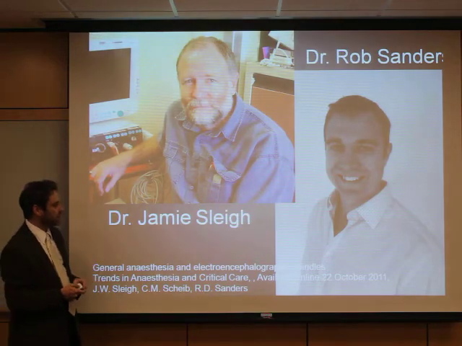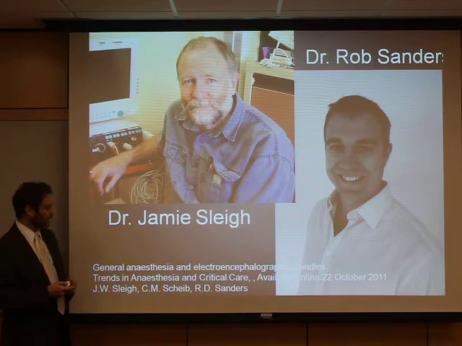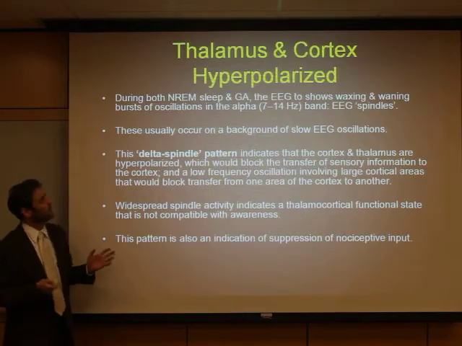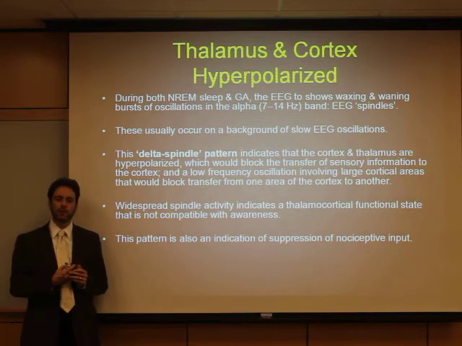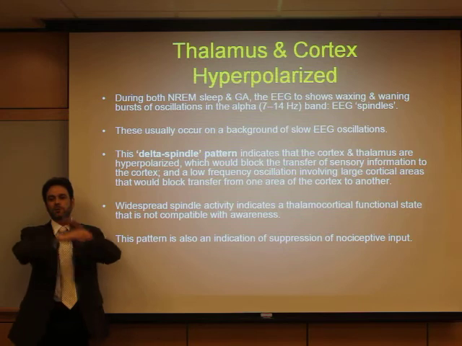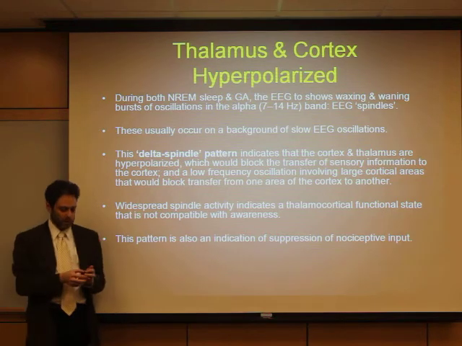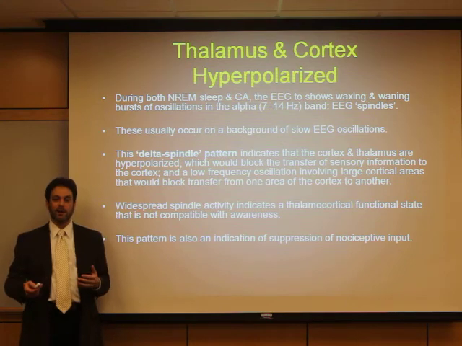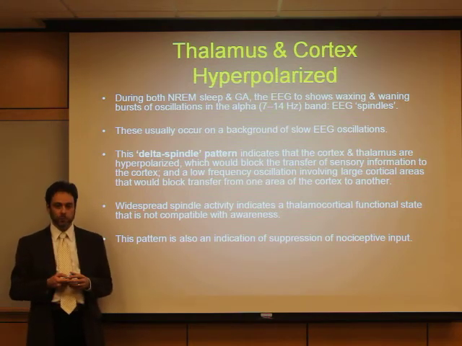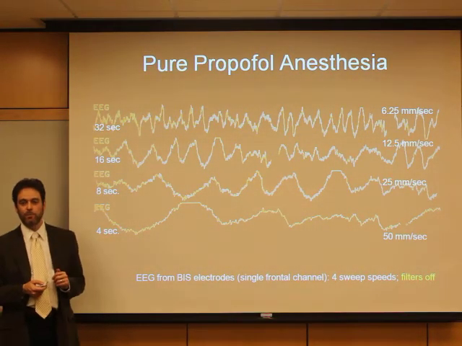Rob Sanders and Jamie Slay, both of whom are friends of mine and colleagues, described this delta spindle pattern in a review article recently. It has been well described, but they have hypothesized that this delta spindle pattern occurs when there is hyperpolarization of the thalamus and the cortex, which would lead to breakdowns of communication between the arousal pathways and various cortical networks. And that when there is this delta spindle pattern, it is very unlikely that noxious stimuli would also be propagated.